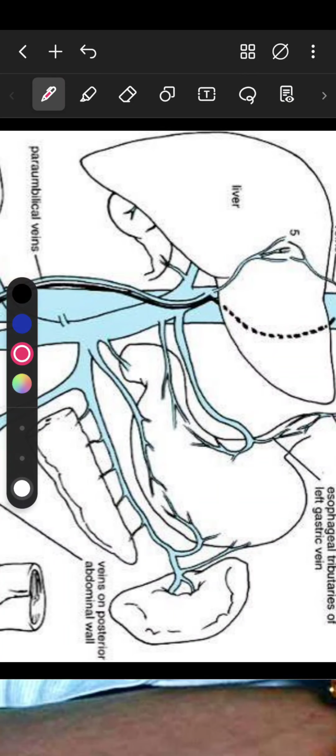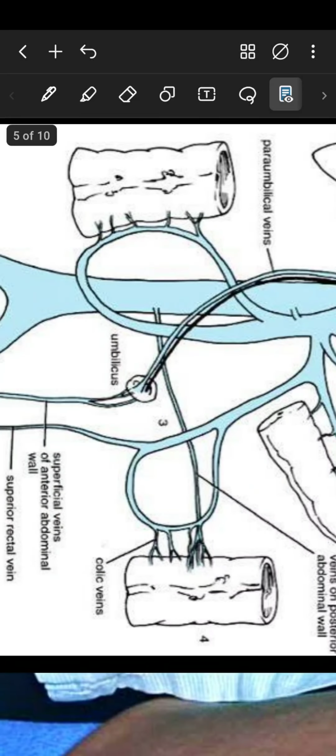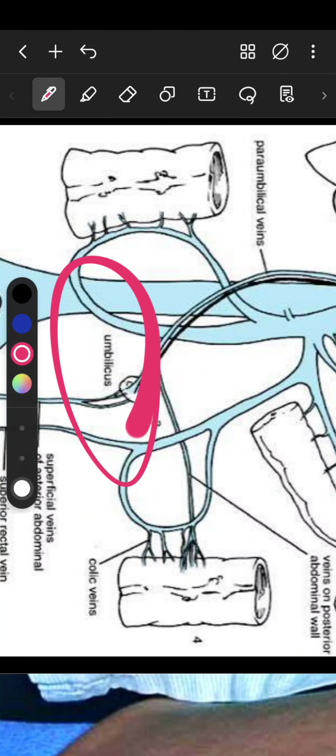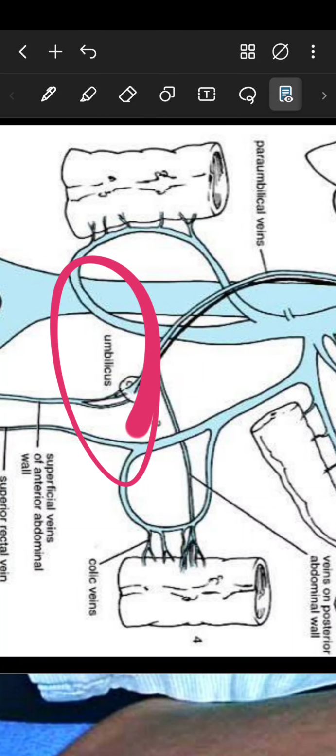Umbilicus is one of the important sites at which the tributaries of the portal vein anastomose with systemic veins, also known as the portocaval anastomosis. So you can see here that umbilicus is playing a role in the portocaval anastomosis.